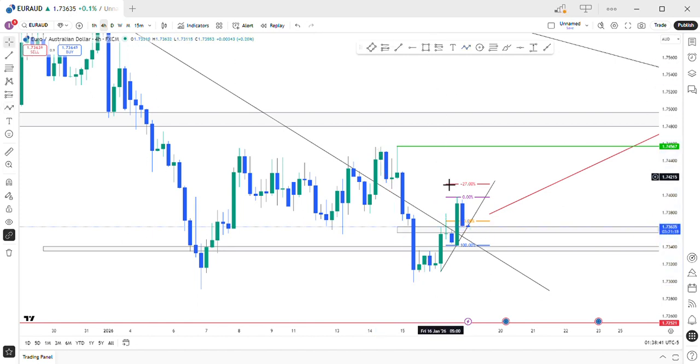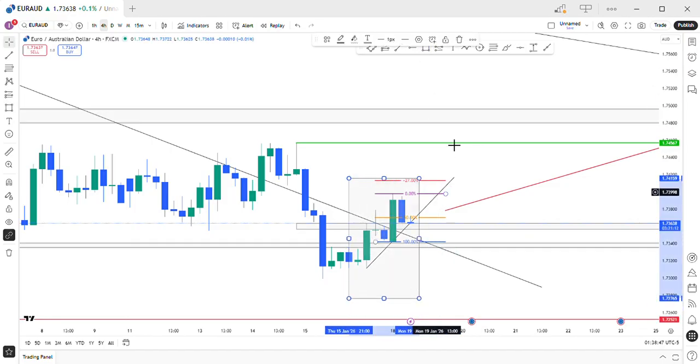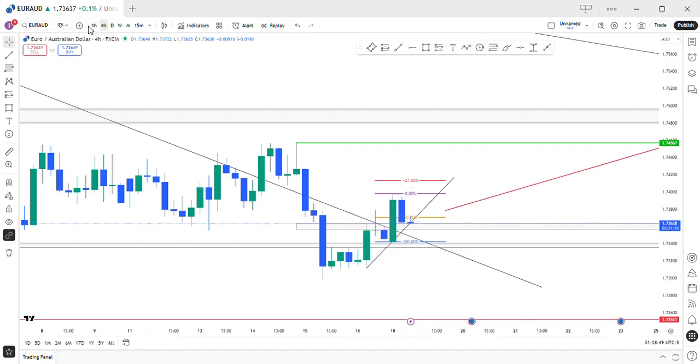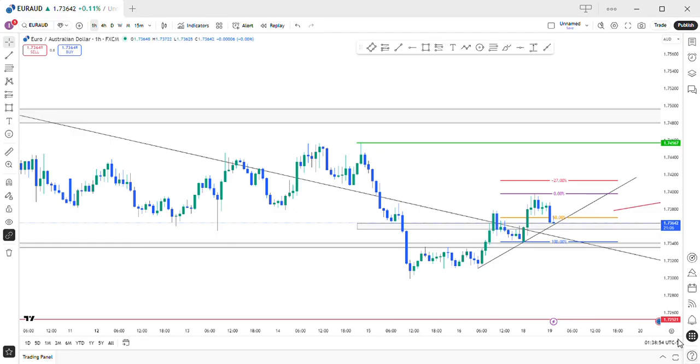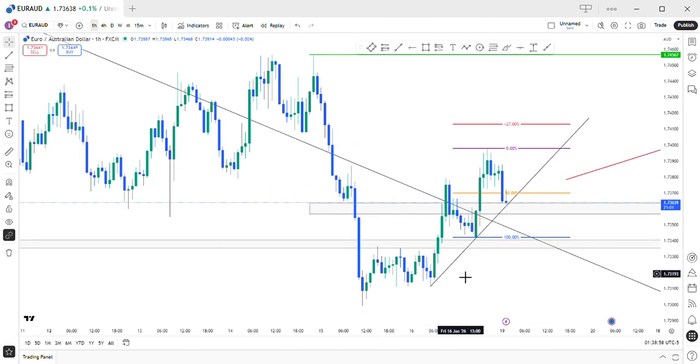So what are we actually seeing right here? We are going to be focusing on this recent market structure right here. What is price doing at that level? So if we come on to the 1 hour time frame, we could see that on the recent market structure, what is price doing?